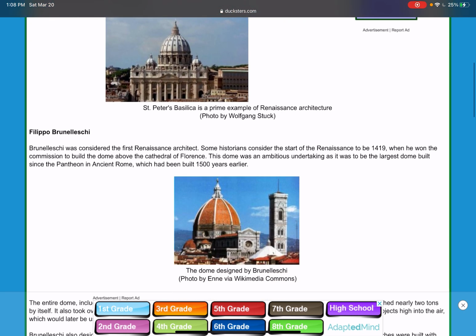Filippo Brunelleschi. Brunelleschi was considered the first Renaissance architect. Some historians consider the start of the Renaissance to be 1419, when he won the commission to build a dome above the Cathedral of Florence. So he built it in the 1400s, actually. I was wrong. So this is the cathedral.